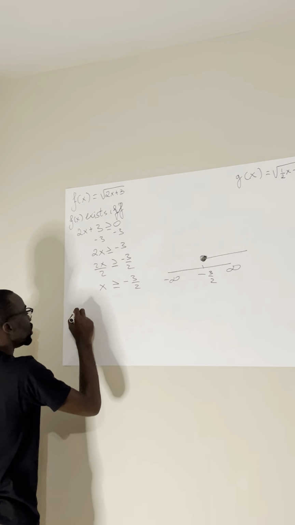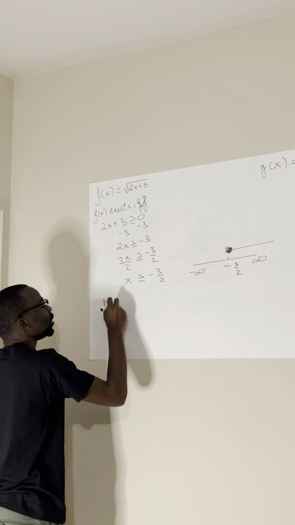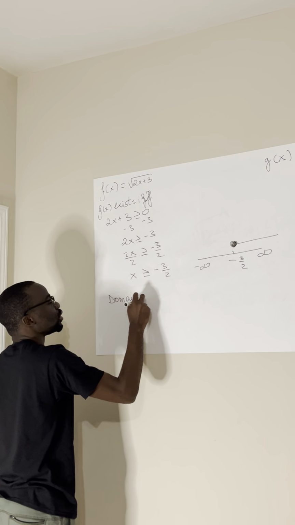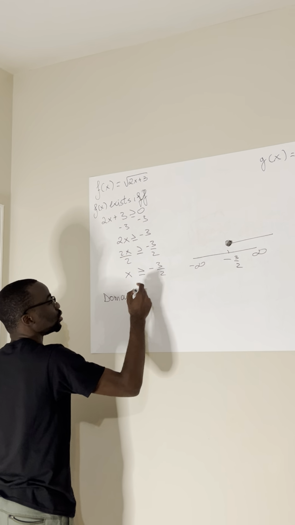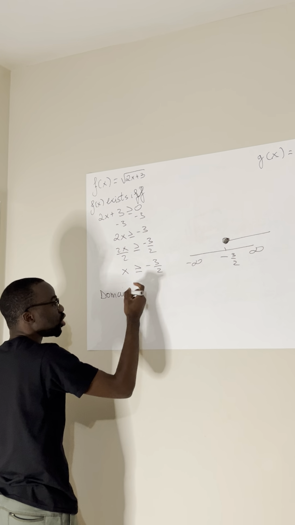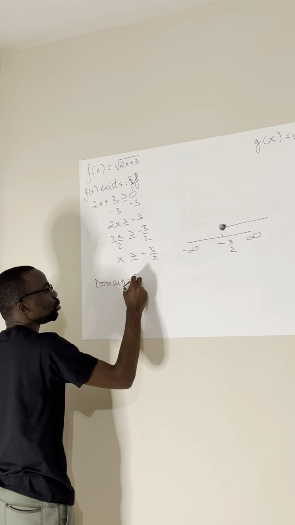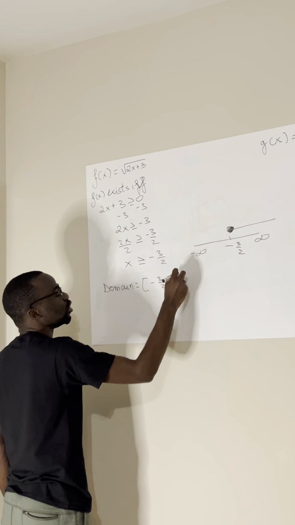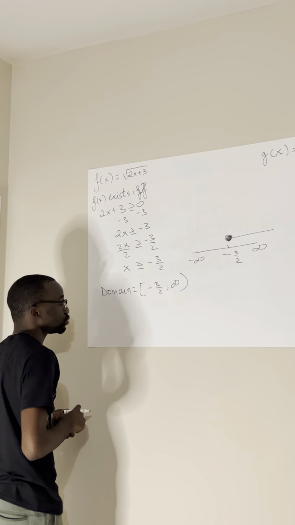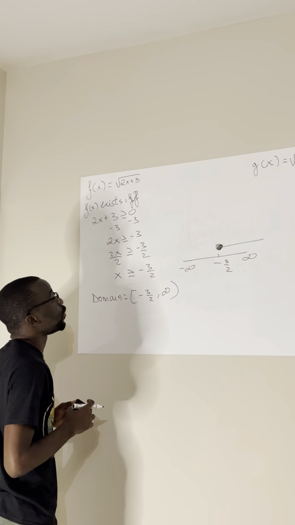How do I represent it? It means that for the domain, minus 3 half is included because of this sign. They say greater or equal. So this is why I put a bracket instead of parentheses. Minus 3 half all the way to infinity. So that was the domain of the first function.